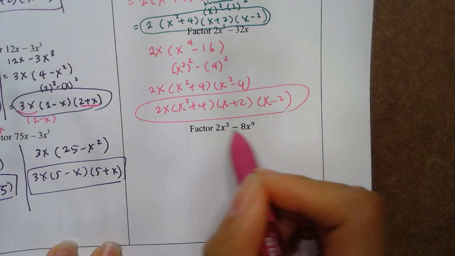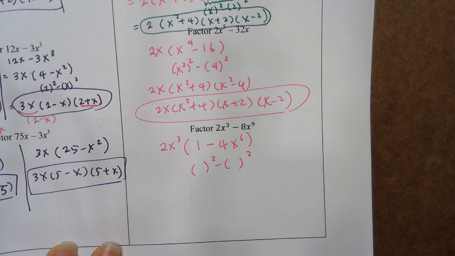Can I factor this further? Well, that's a cube, and 2 is not a cube number. Nope. Can I factor this further? Nope. 2 is not a square nor a cube. So that right here is the answer. Okay, so that's the first method, called factoring difference of two squares.